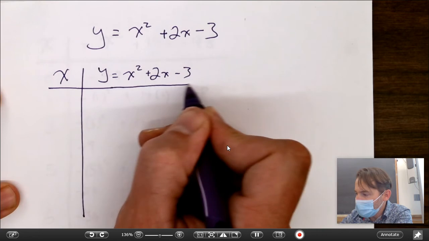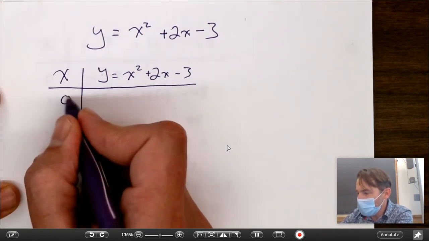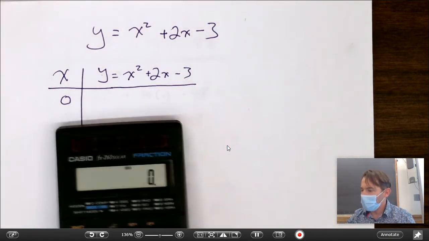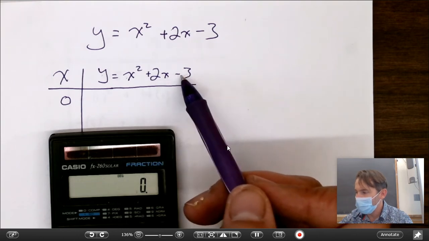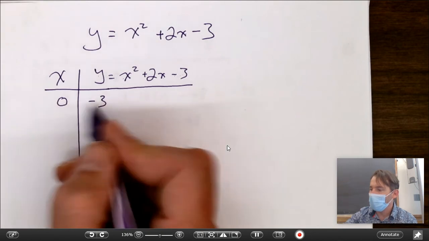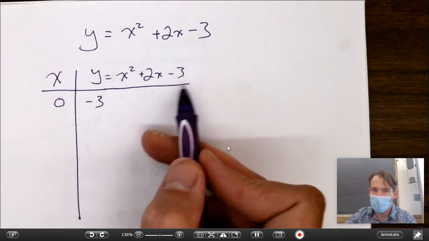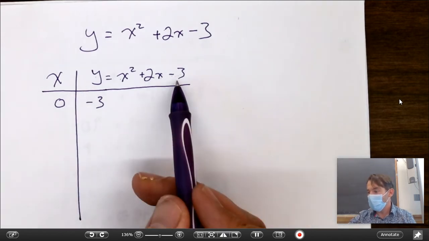Okay? So let's start with x equals 0. That's a good one to start with. Here, if x is 0, then I have 0 squared is 0 plus 2 times 0 is 0 minus 3. So actually, when x is 0, you have a very easy y to find. It's just this c value over here. Just like with a line, mx plus b, and if x is 0, then y equals b. Same thing. It's just this constant term.